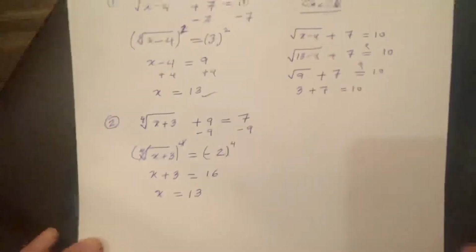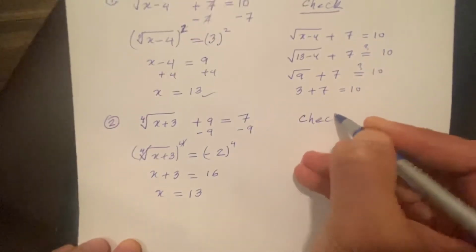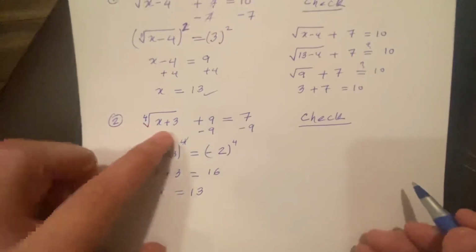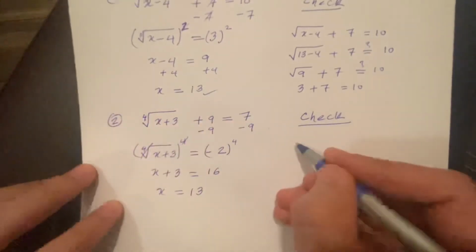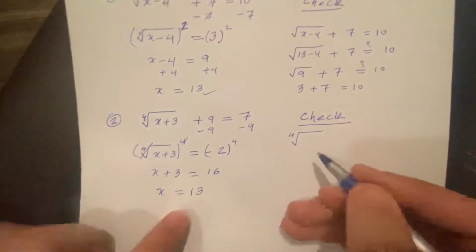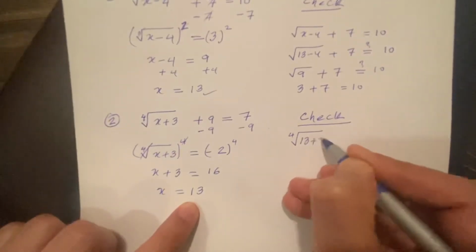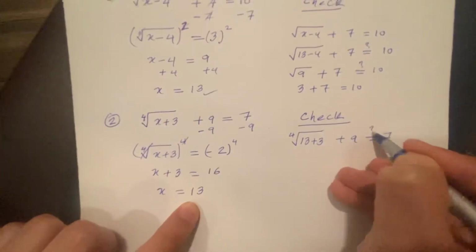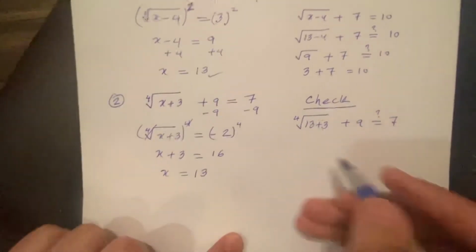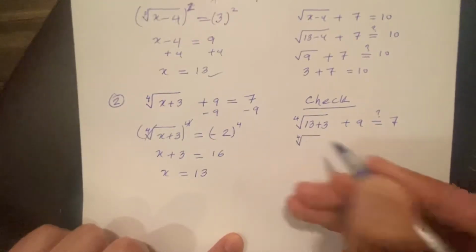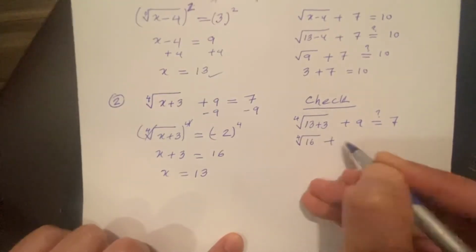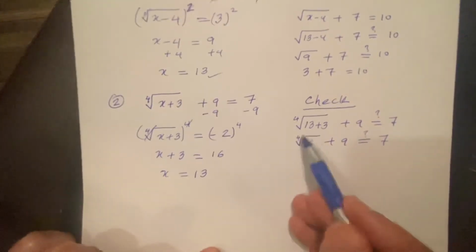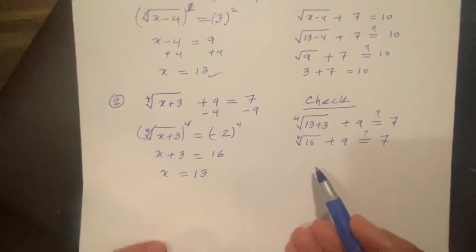All right, so again, let's check the answer. Our original equation is this one right here: the fourth root of 13 plus 3, plus 9 is equal to 7. So we don't know that, so let's just put what again. The fourth root of 13 plus 3 is 16, plus 9 is equal to what? 7. So now the fourth root of 16 is 2, right?